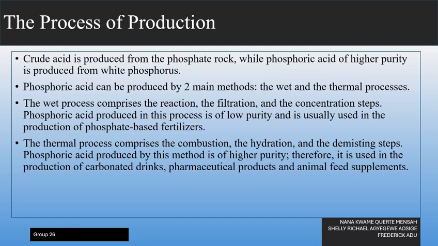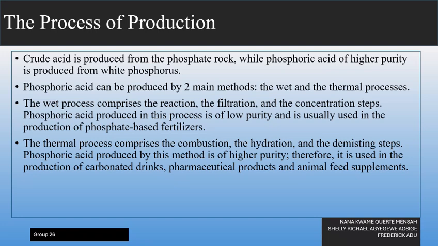During the reaction step, the phosphate rock is crushed and mixed with strong acids such as sulfuric acid in the reactor vessel. In this reaction, the tricalcium phosphate in the phosphate rock is converted to phosphoric acid and an insoluble salt known as gypsum. After this step, we move to the filtration step.